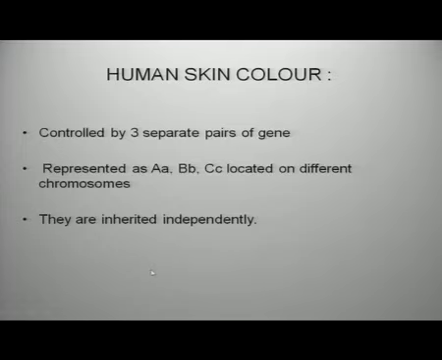In this chapter, we have to learn in detail about human skin color, the typical example for polygenic inheritance. It is controlled by a pair of 3 separate dominant genes. We can represent the pairs as capital A small a, capital B small b and capital C small c. They are located on different chromosomes and they are inherited independently.